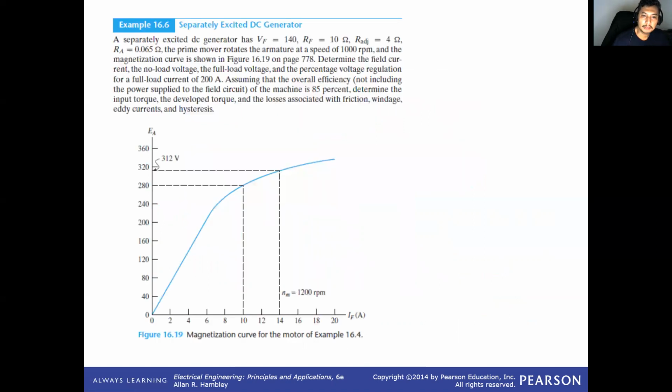So this is one example taken from the book by Allan R. Hambley, and the solution will be discussed during our class.